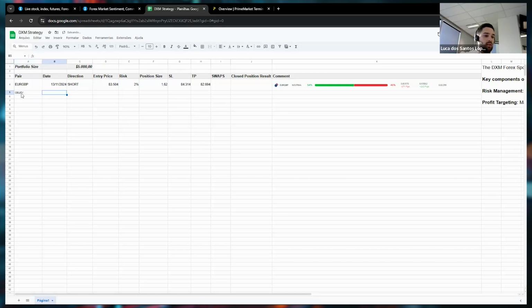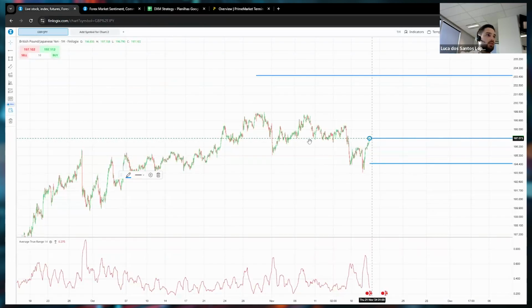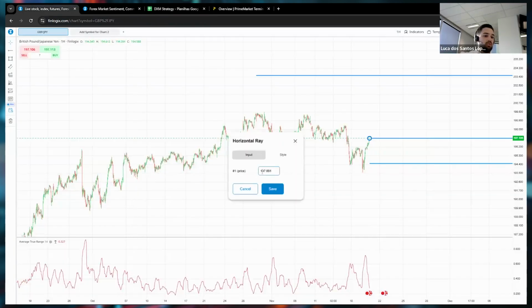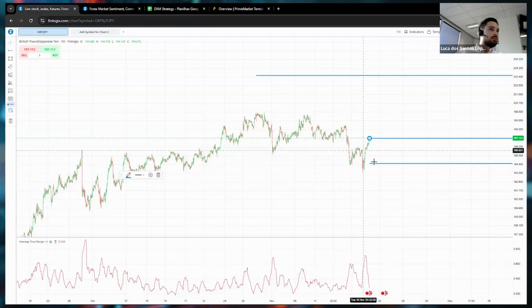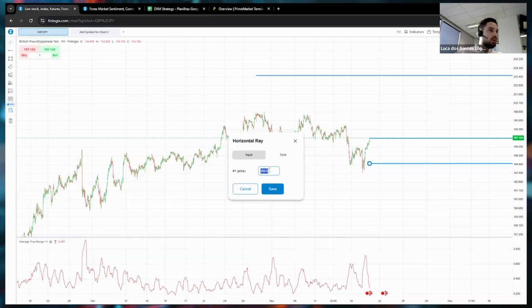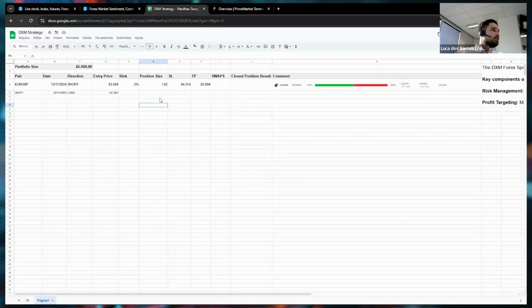Today is the 20/11/2024. We are long at the entry price of, let me just get these. Sorry, guys. Luckily, I could mute. Stop loss is at 10945.